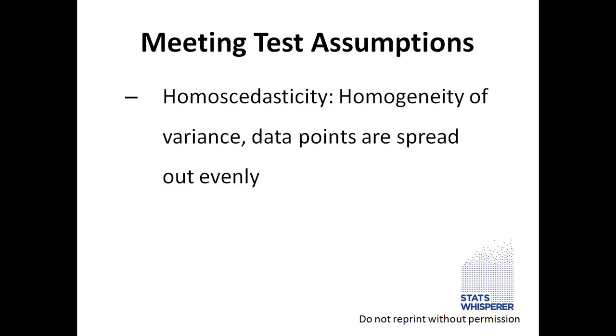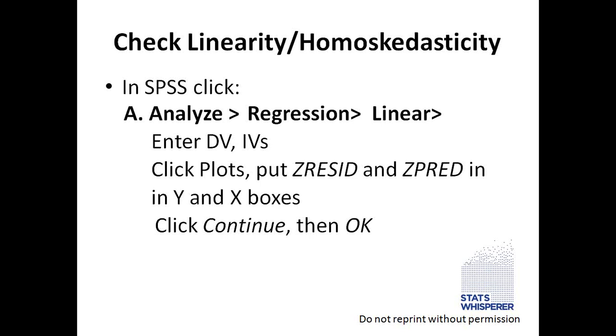And homoscedasticity refers to a homogeneity of variance, meaning the data points are spread out evenly. So if we're trying to explain scores from 0 to 100, and all the scores are bunched up at 100, well, it's hard to explain scores from 0 to 100 because the scores aren't evenly distributed to explain. So that's what this is more or less referring to.